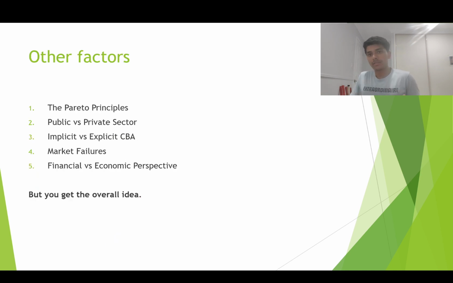There's a lot of other factors when we're considering this. I'm just giving you a small little crash course, right? But we've got to look at the Pareto principles. We've got to understand the difference between public and private sectors. What's the difference between implicit and explicit CBA? Are there any market failures? If so, what are the different types of market failures? What are the different perspectives when we look at CBA? Can we look at the financial perspective? Can we look at the economic perspective? When do we look at which perspective?